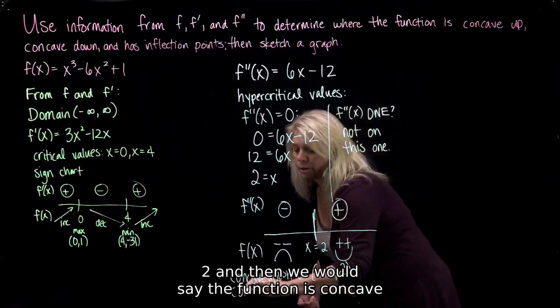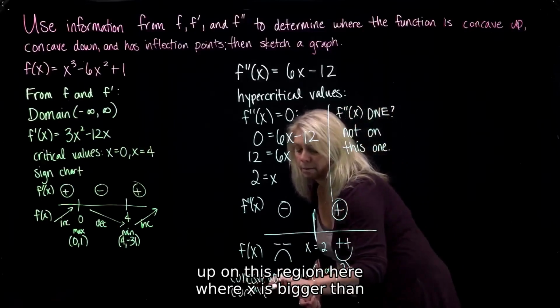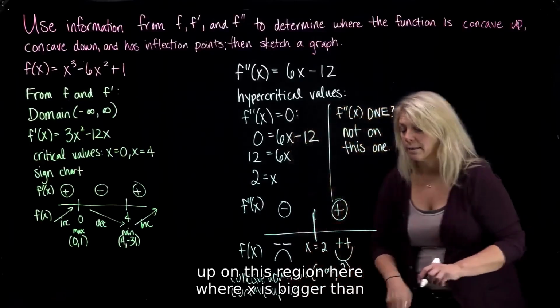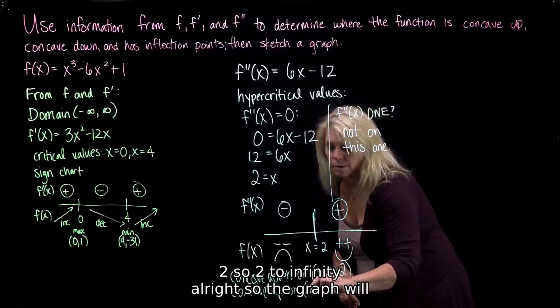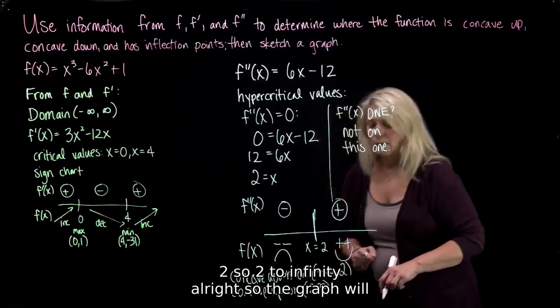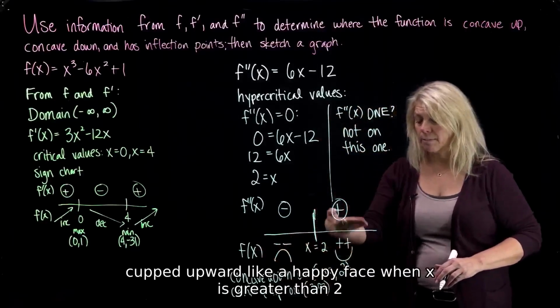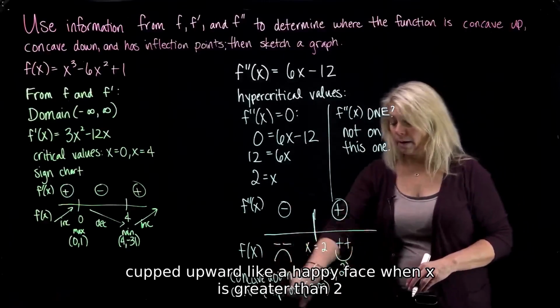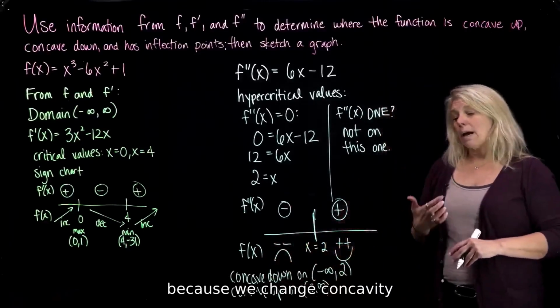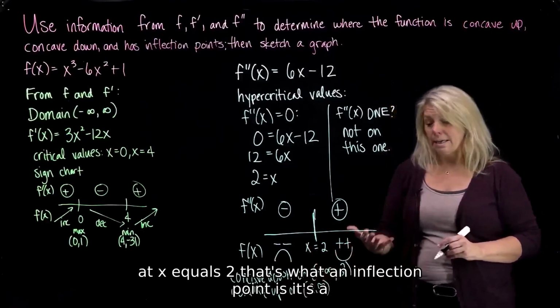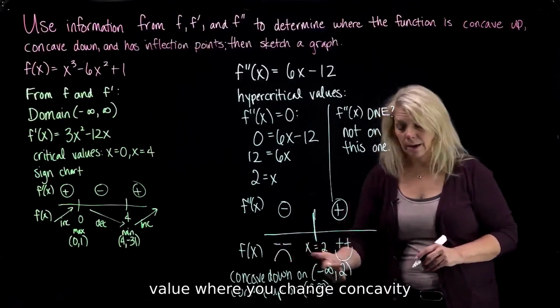And then we would say the function is concave up on this region here where x is bigger than 2. So 2 to infinity. All right, so the graph will be cupped downward when x is less than 2 and cupped upward like a happy face when x is greater than 2. Because we change concavity at x equals 2, that's what an inflection point is. It's a value where you change concavity.